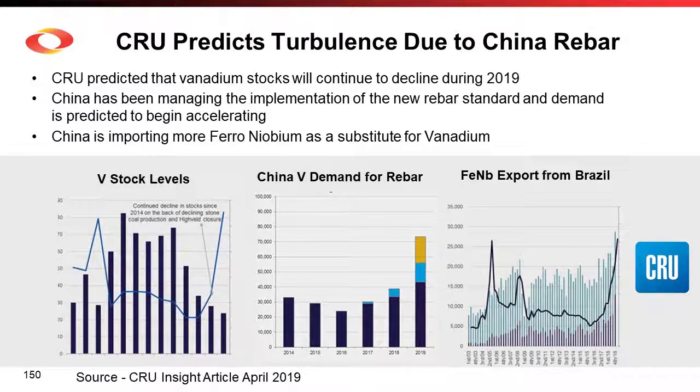This study is interesting. This came out in August by CRU, or excuse me, April. And it's actually proven so far not to be true. They predicted earlier in the year that stocks of vanadium would go down, and by correlation, the price would go up. But as I just mentioned, I believe that the weaker demand in China has kind of softened that.